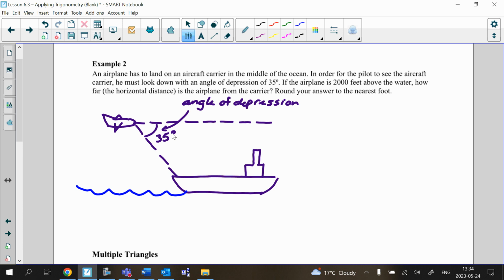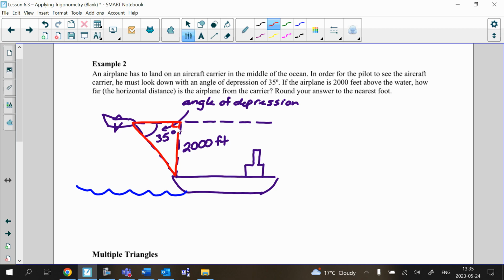We're also told the height of the plane is 2,000 feet. It should actually say 2,000 feet above the aircraft carrier. So the height of the plane, where can we draw this height to make a right triangle? We can draw it here. That's the height. That's 2,000 feet. And the reason I drew it there is because now I've got a right triangle that I can use to answer the question.